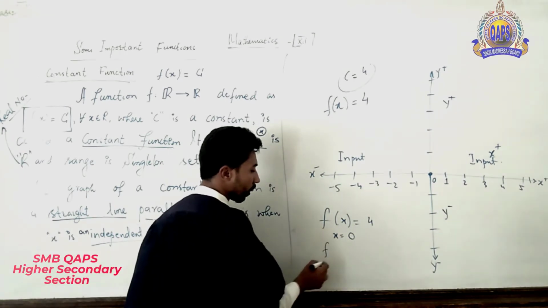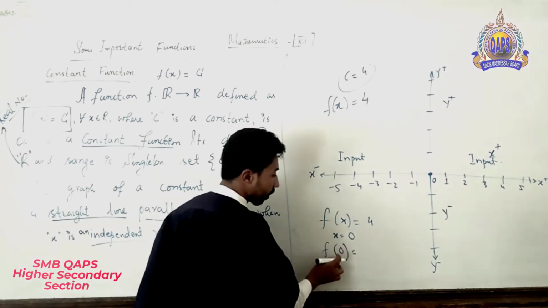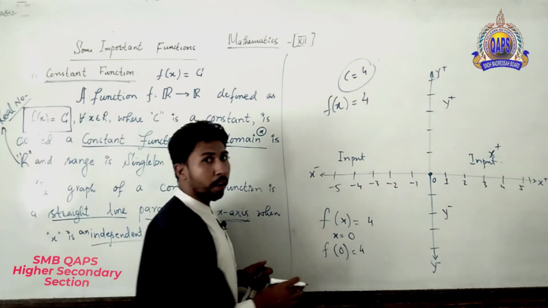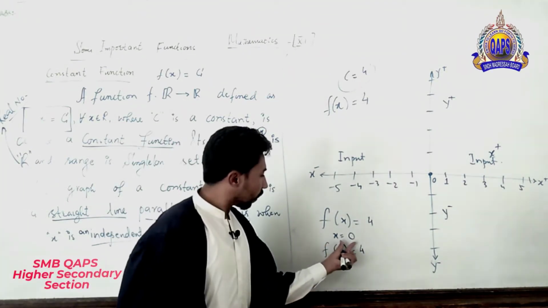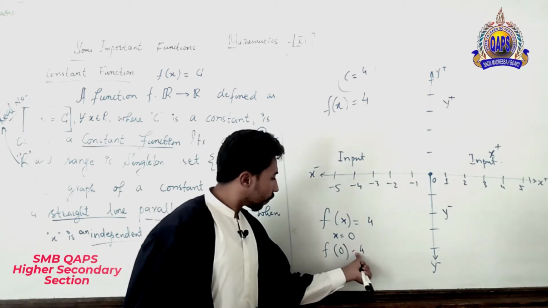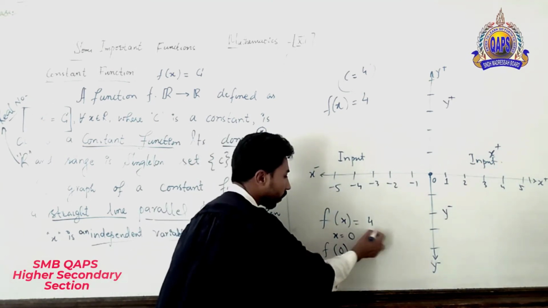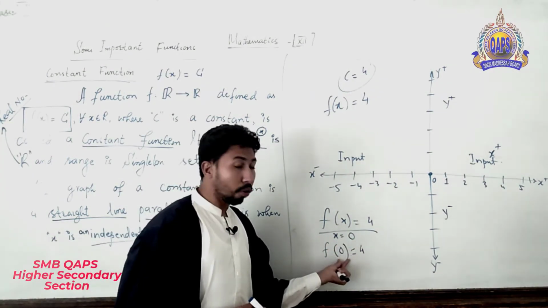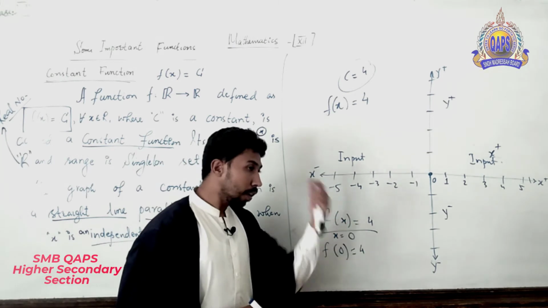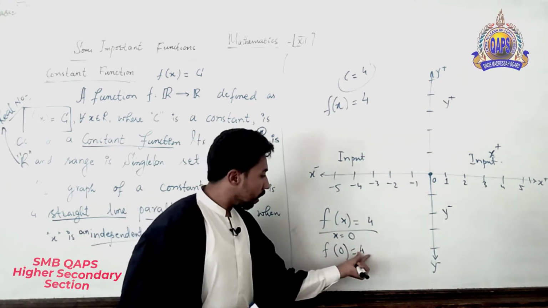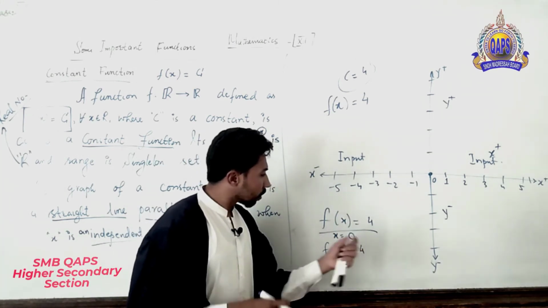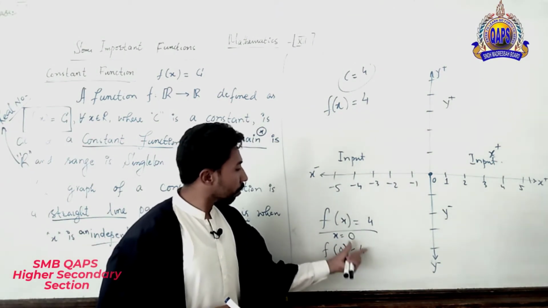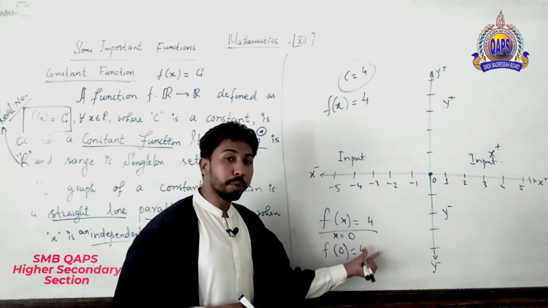what will be the result? Here the value of x is 0, but you can say that there is no difference between this function and this function, because here we put the value of x as 4, but it doesn't matter, it doesn't change the function. So here the function will be the same, the outcome of the function will be the same.